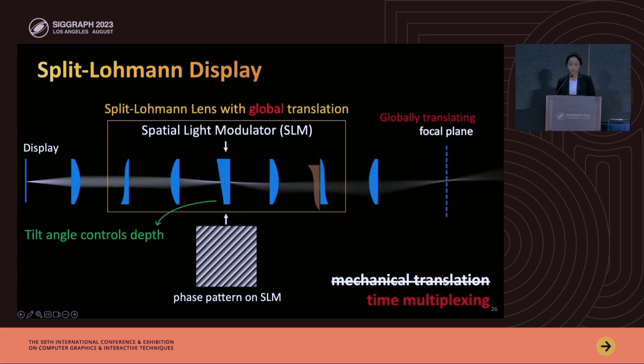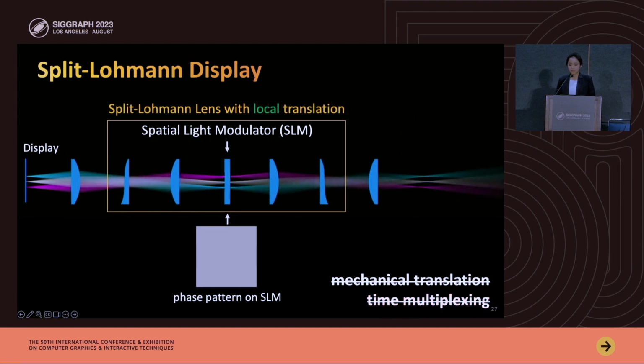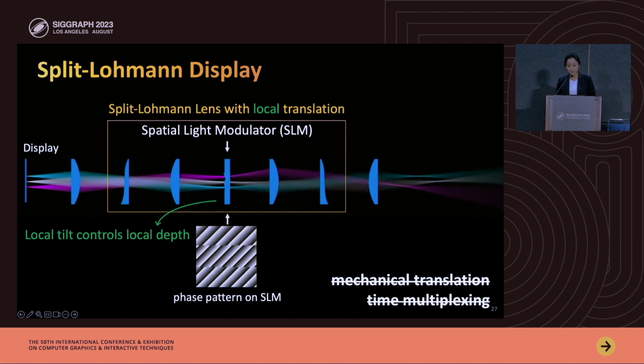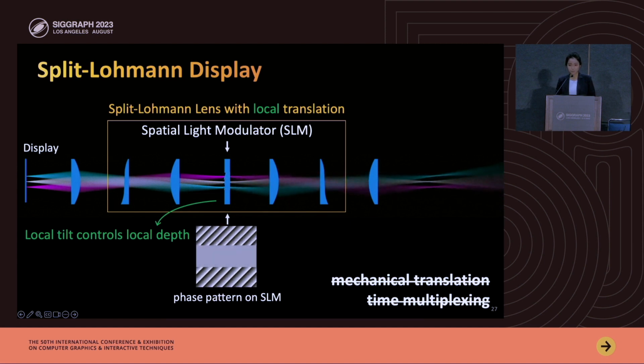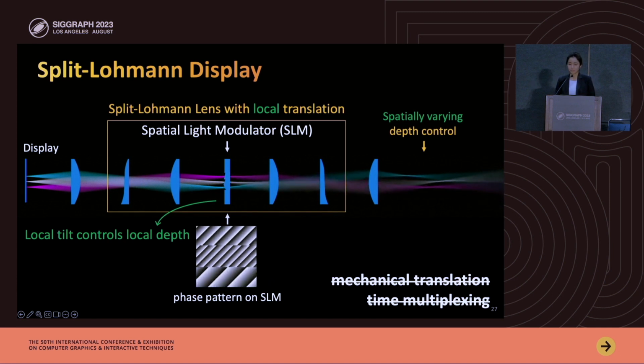place the focal plane. Since the display is optically co-located with the SLM, for different local areas on the display, we can choose a different tilt, and consequently, independently adjust the depth for individual pixels on the display. So with this idea, we can simultaneously place pixels at different depths.